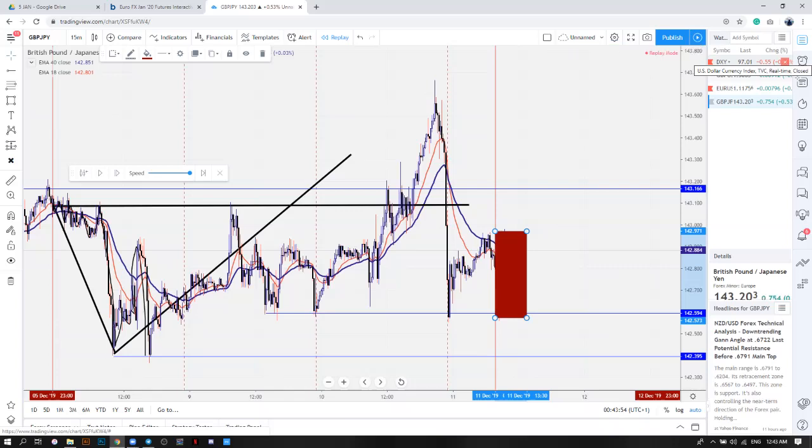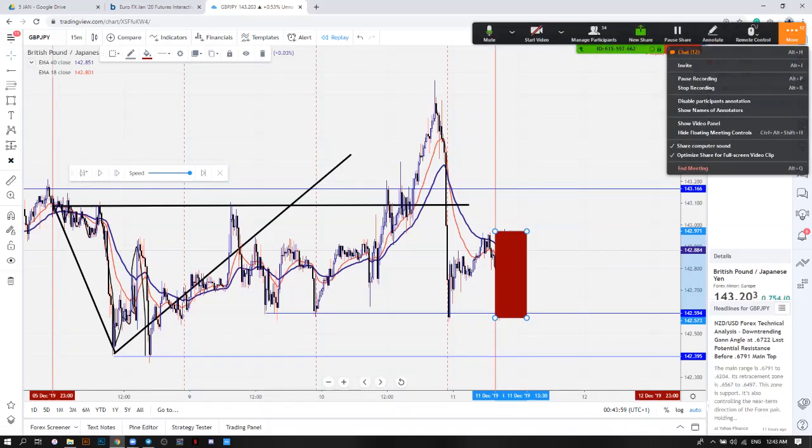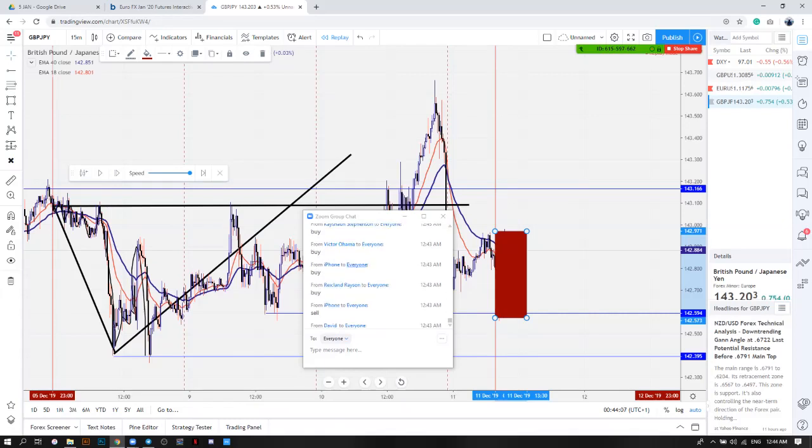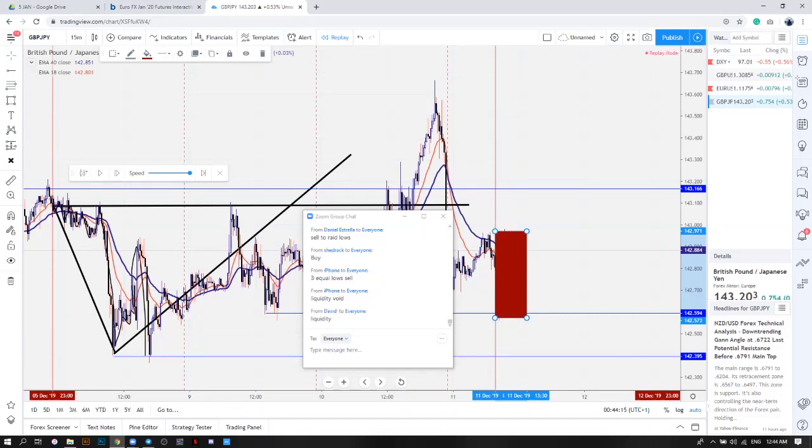Tell me your reasons why you're going to buy or sell. Sell to break equal lows. Say your reasons. Three equal lows, sell, liquidity void. Okay, is it buy side liquidity you're looking for or sell side? Selling because the first impulse move is bearish. So everyone is selling while some are buying.